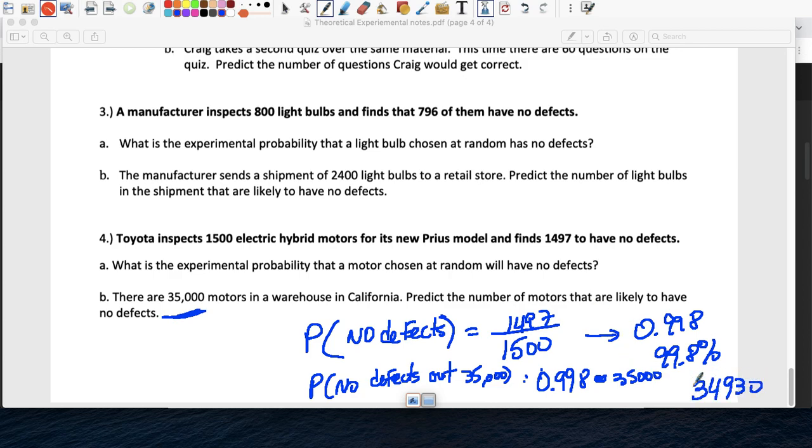motors will have no defects. Sorry, I don't know why I put up the money sign. So it still leaves 70 motors with defects. That's quite a chunk. Yeah, that's it. Pretty straightforward.